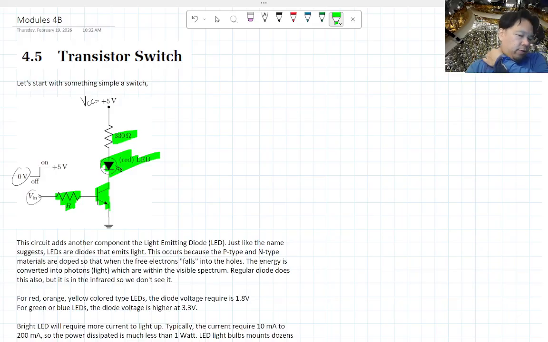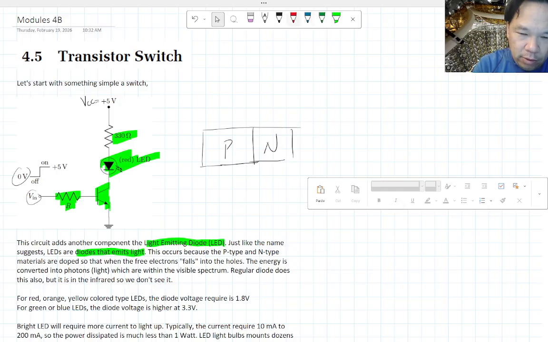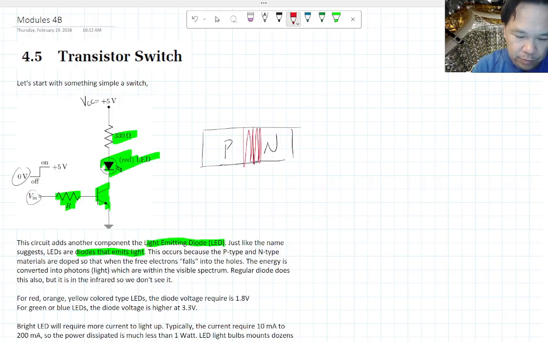So first of all, let's talk about what a light emitting diode is, because technically that's a new component. But by the name, the light emitting diode suggests that it's a diode that emits light. So hopefully that makes sense. This occurs because when the P-type and N-type material come together, that's your typical diode, right? You create this little depletion zone between them, okay?